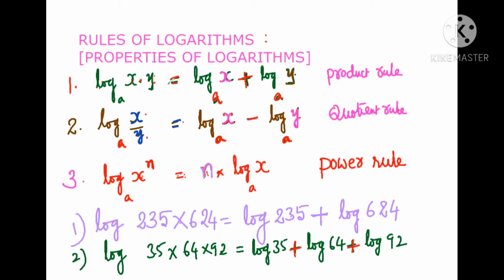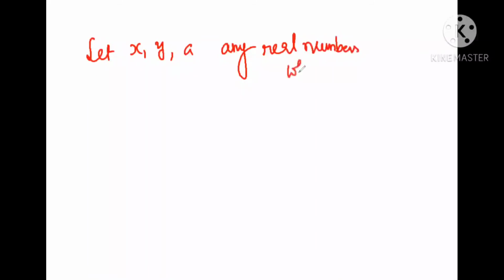Now let us prove the first product rule. Let x, y, a be any real numbers where x greater than 0 and y greater than 0 and a also greater than 0 and a not equal to 1. These are the conditions for taking the numbers.